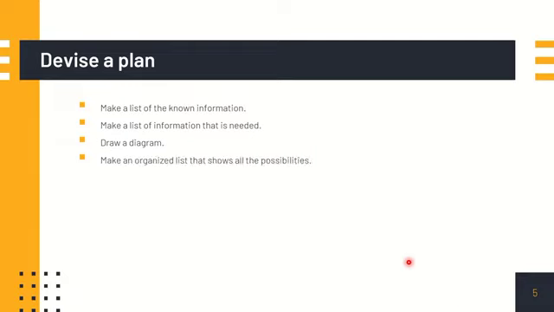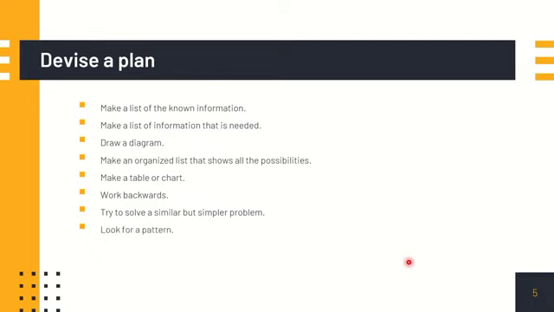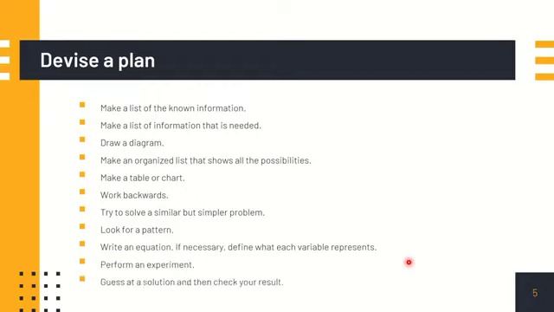Draw a diagram. Make an organized list that shows all the possible solutions. Make a table or chart. Work backwards. Try to solve a similar but simpler problem so that you have a pattern to solve the given problem. Look for a pattern. Write an equation if necessary, and define what each variable represents. Perform an experiment. Guess at a solution and then check your results. So pwede tayo dito mag-trial and error. Guess and check.